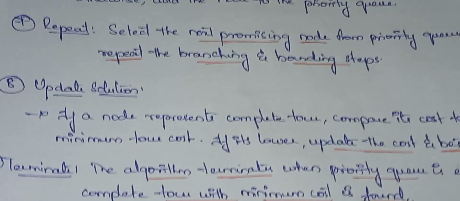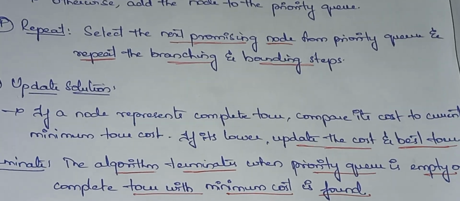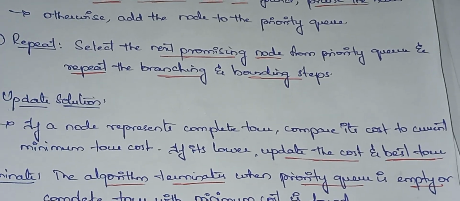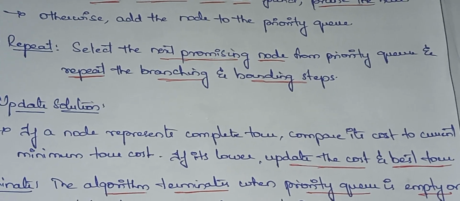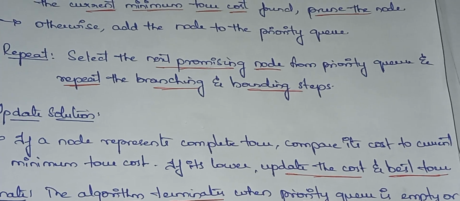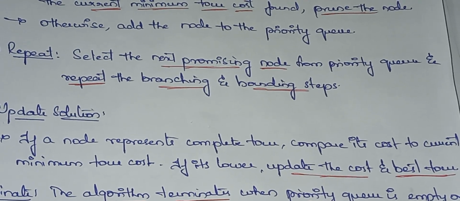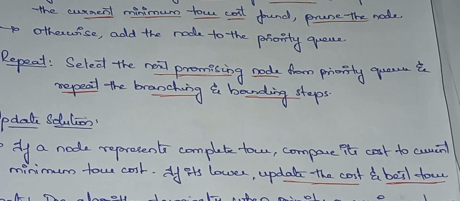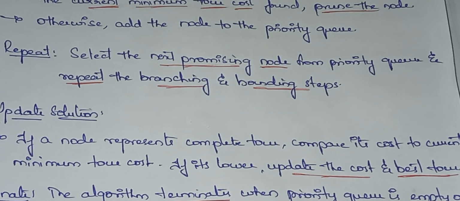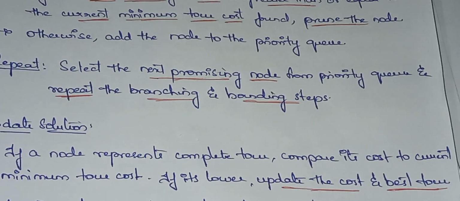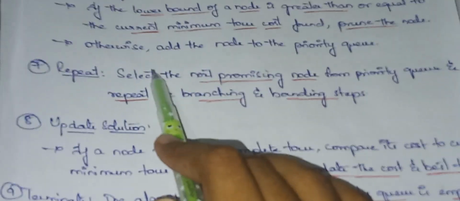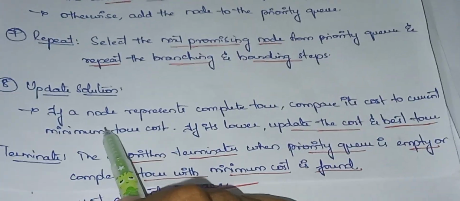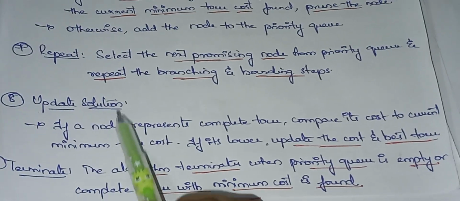Next, eighth step is that if a node represents a complete tour, compare its cost to the current minimum tour cost. So once the entire tour is built, you have to calculate the entire distance cost and compare it to the current minimum tour cost. If it is lower, update the cost and it becomes the best tour. So you have to repeat these steps until a complete tour is built. Then you have to check if the tour has the minimum cost.